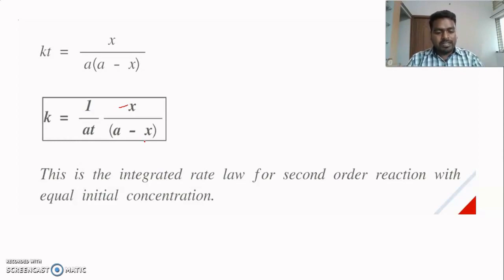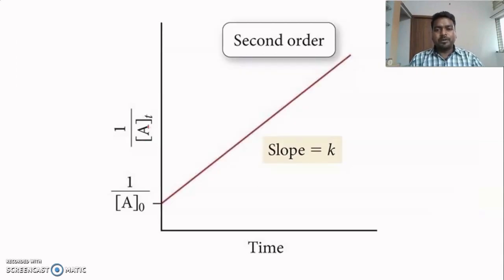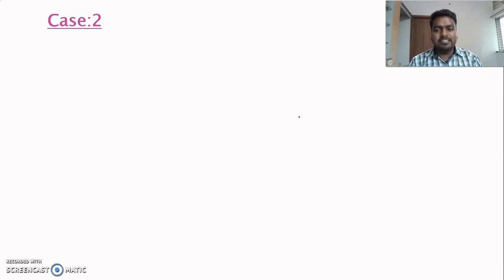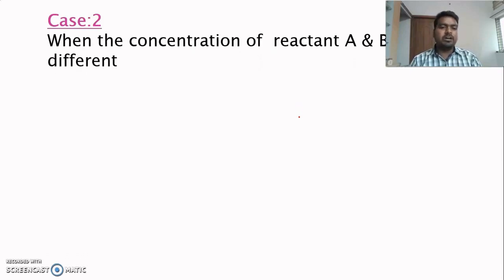Now let us draw the graph of 1 by (a minus x) versus time. We will get a straight line. So this is the graph of a second order reaction. Now see the second case, in which the concentrations of A and B are different, that is, the initial concentrations. For example, A is 0.1 molar and B is 0.5 molar. So the initial concentration is different.